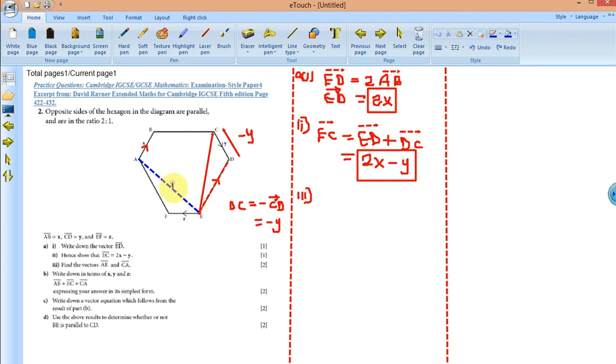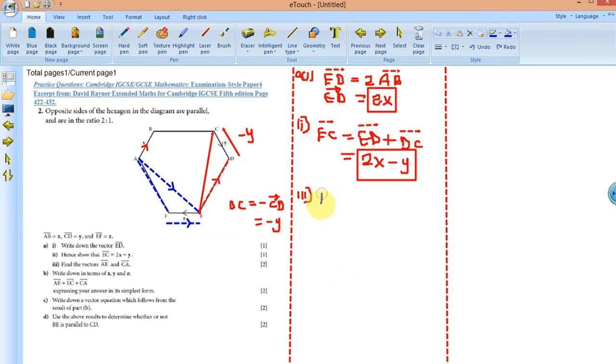Put the direction. This is moving down like this, and you start from A, so you can move down. You can move A, F, then against EF, that will be minus Z. Then move this way. So let's complete that then. AE equals AF plus FE.